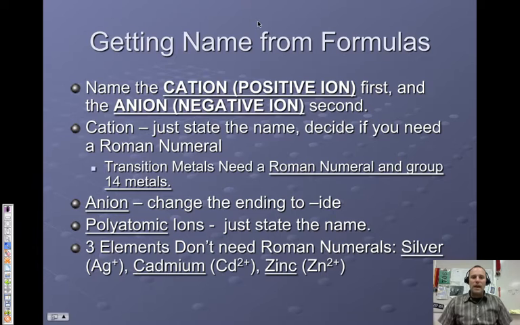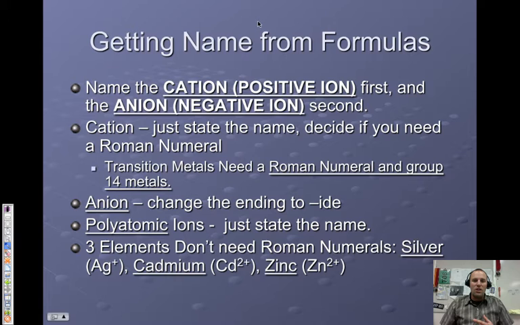So let's take a look at the rules of getting the name from formulas. So if you have the formula, remember that's the symbols from the periodic table, then the way that you go about it is that you name the cation, which is the positive ion, first. It's always going to be listed first, and then the anion second. Okay, it's real easy. You just say the name of each. But there's a couple of things that you have to add in there, of course.